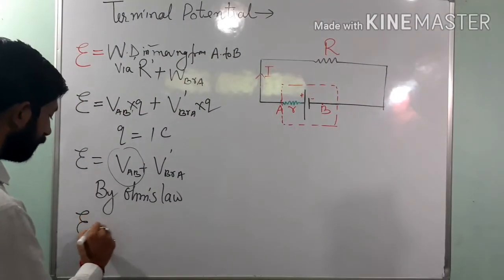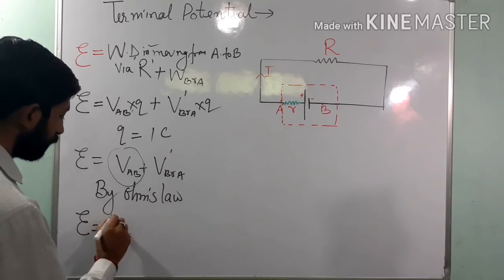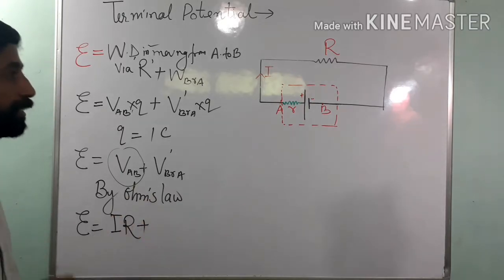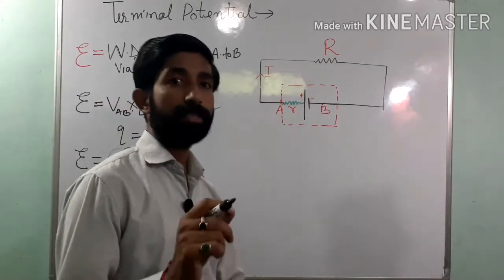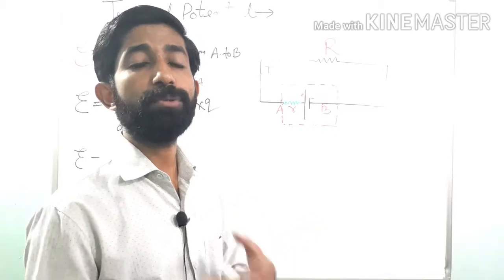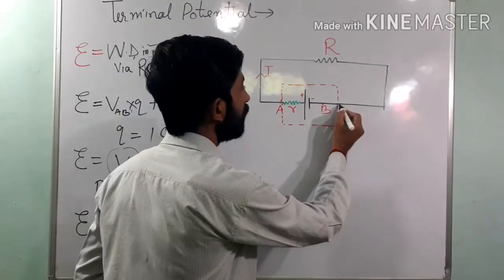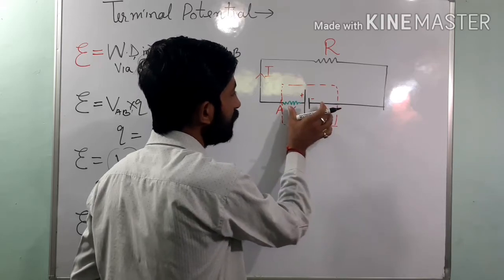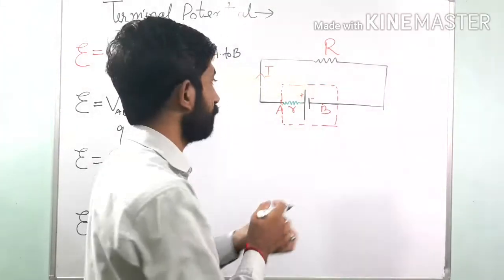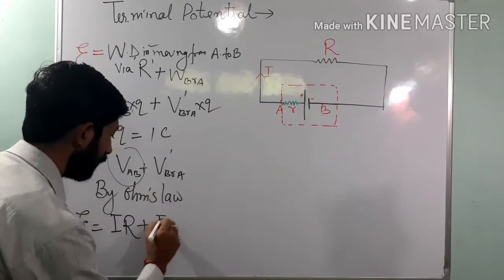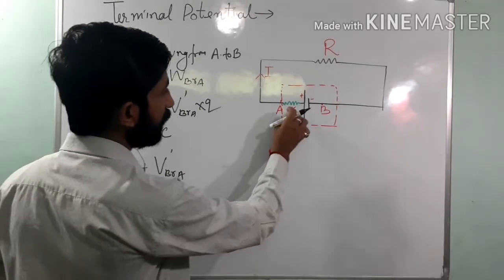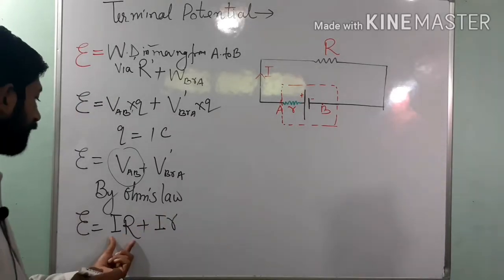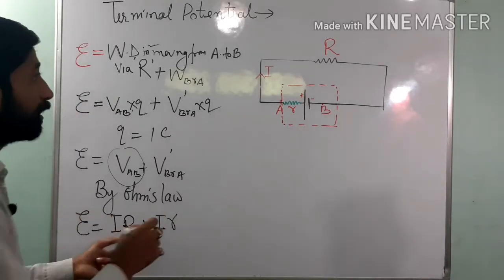That is, EMF is equal to I into R plus the same current. You know that in series combination the same current flows through each and every element. So the same current passes through the region inside the cell. So this is equal to I, and what is the resistance inside it? That is r, and this Ir is called the potential drop.